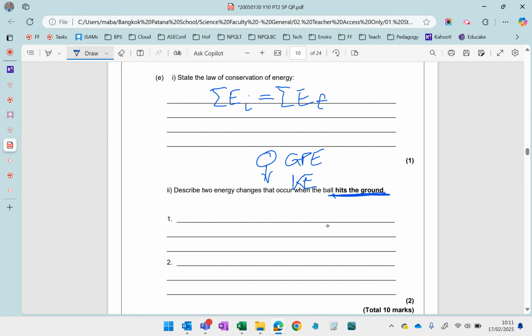So what's going to happen when it hits the ground? Well, the first thing that's going to happen is that the kinetic energy store, because it was moving fast, is going to decrease, because it decelerates rapidly as it hits the ground. Another thing that could happen is that the ball will deform. So instead of being a nice round ball like this, when it hits the floor, it's going to kind of squash down like that. So that means that the elastic potential energy store is going to increase.